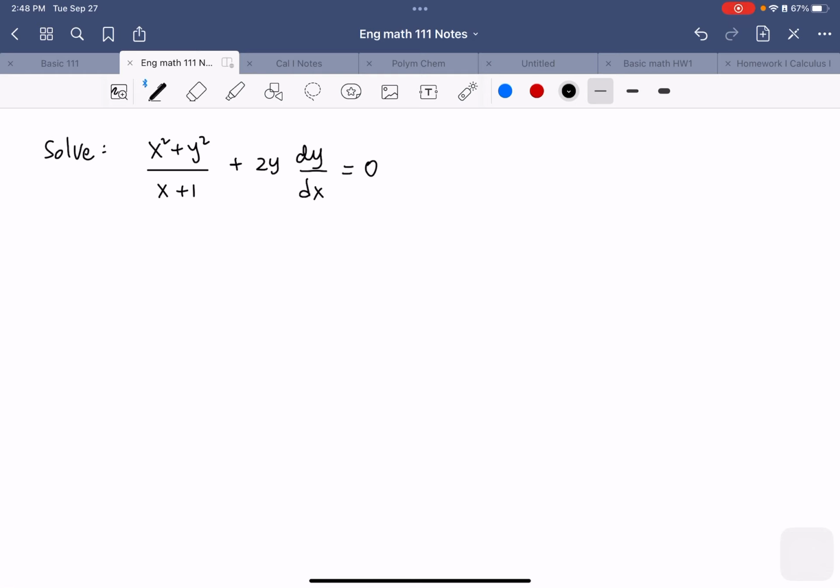So first is the structure, and then second, check the exactness. Okay? Check the exactness, and if it's not exact, and it's obvious it's not exact, if you did a non-exact one but almost exact, then you need to find the integrating factor. To find the integrating factor, it's a little bit tricky because it depends on the results of your partials.